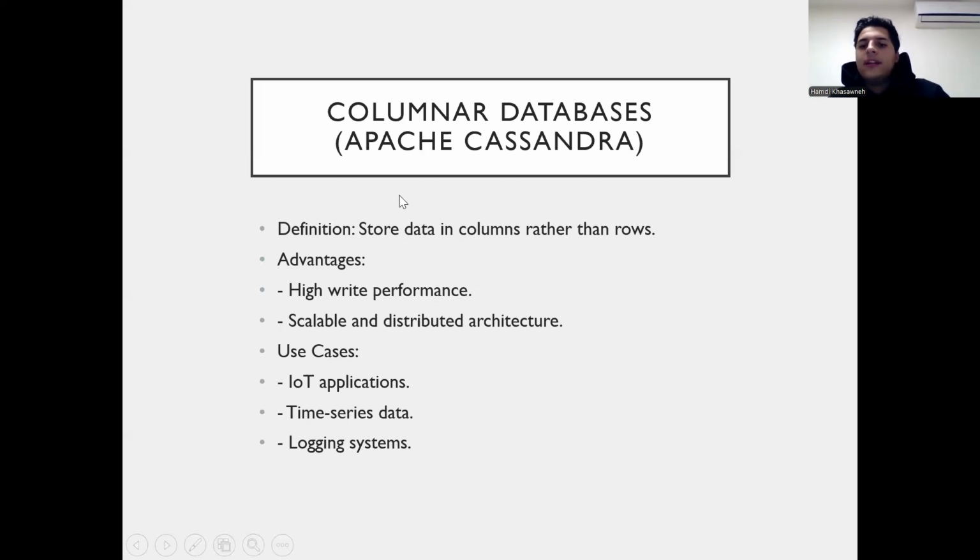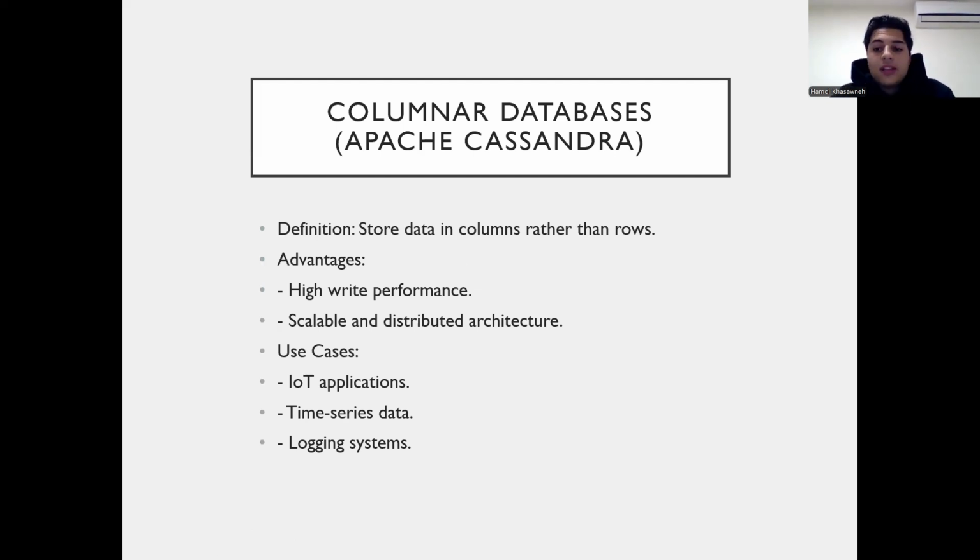Let's now look at columnar databases, specifically Apache Cassandra. Unlike traditional databases that store data in rows, Cassandra stores data in columns. This makes it ideal for handling write-heavy workloads. Columnar databases are particularly useful for time series data, where we need to record events over time, such as IoT sensor readings or financial transactions.